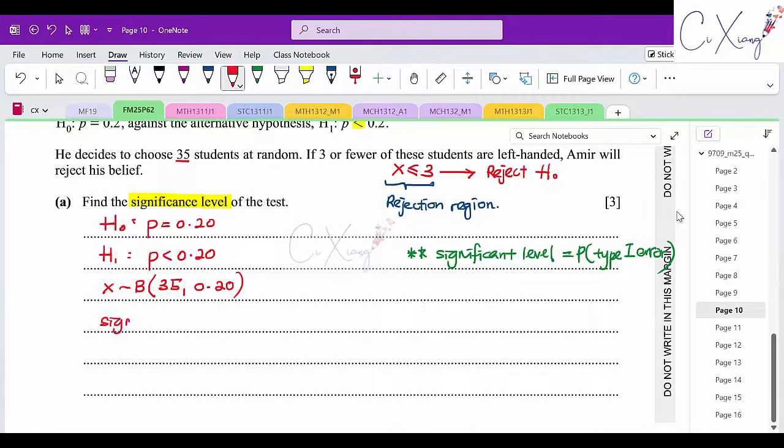I know that the significance level is equal to the type 1 error. So what is the definition of the type 1 error? You need to remember it. The type 1 error is to reject the null hypothesis when the null hypothesis is true.